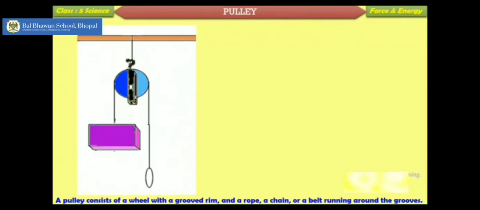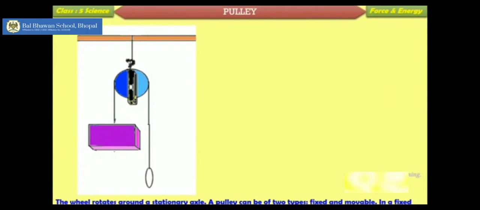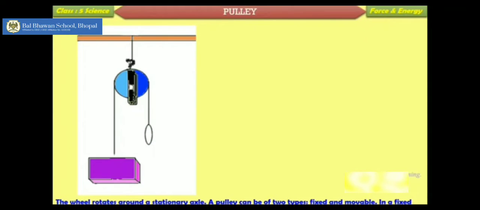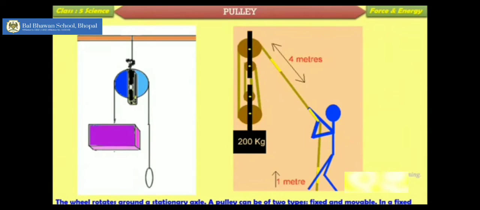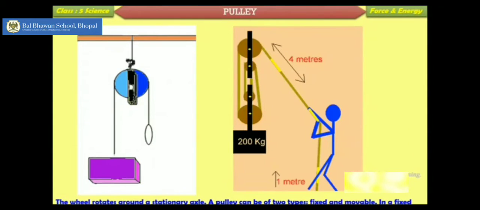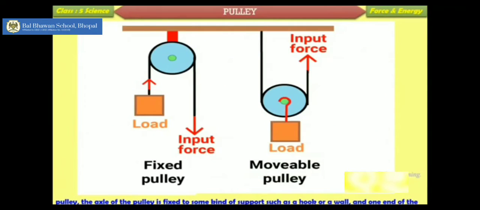Next we come to pulleys. A pulley consists of a wheel with a grooved rim and a rope or a chain or a belt running around the grooves. As you can see in this picture, the wheel rotates around the stationary axle. A pulley can be of two types. It can be a fixed pulley or a movable pulley. Now we'll see each one of them. Now this is a fixed pulley and the other one is the movable pulley.